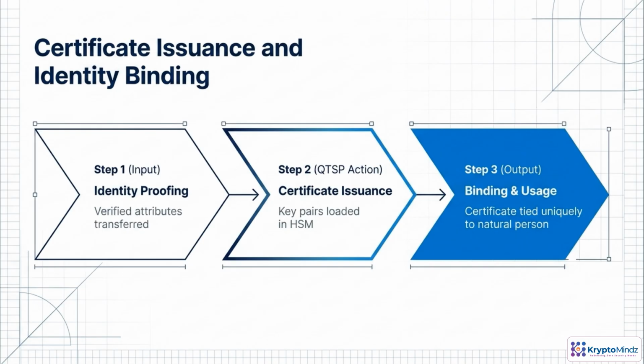A qualified certificate is the bridge between "this is who I am" and "this is my cryptographic key." First, strong identity proofing produces verified attributes, plus evidence that can later be audited. The QTSP then issues a certificate that embeds those attributes and the public key under its own policies. From that moment, any signature created with the corresponding private key is attributed to that specific person until the certificate expires or is revoked.